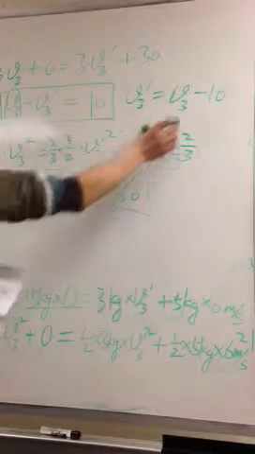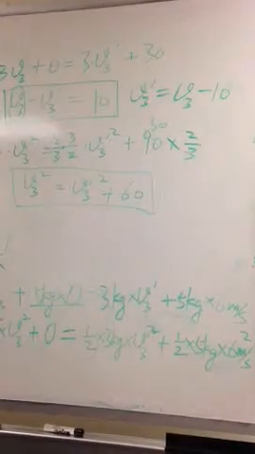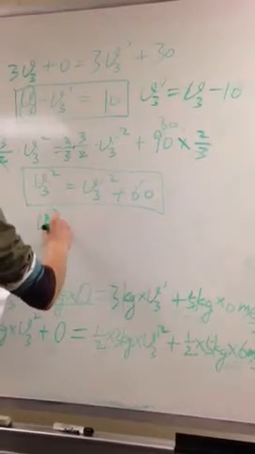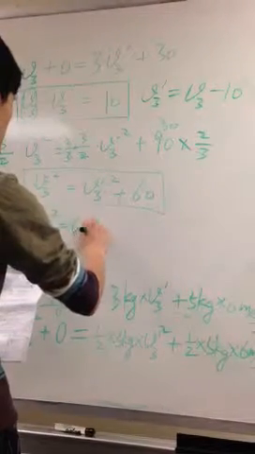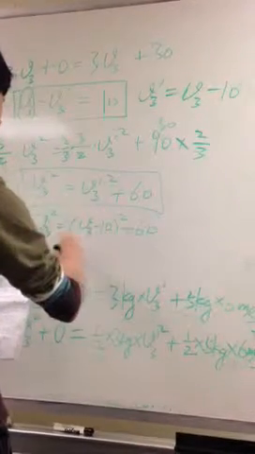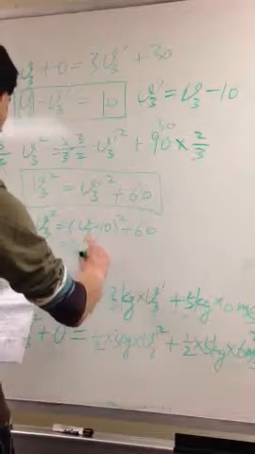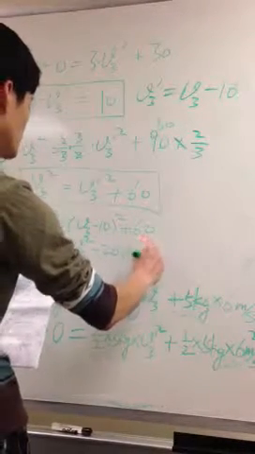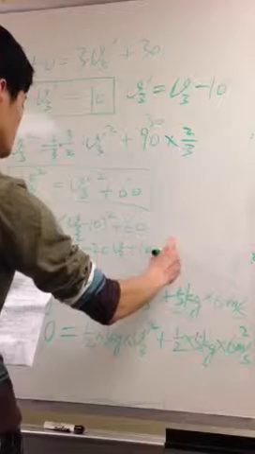Replace V here with V3 minus 10. This is (V3 minus 10) squared plus 60, which will be V3 squared minus 20 V3 plus 100 plus 60.